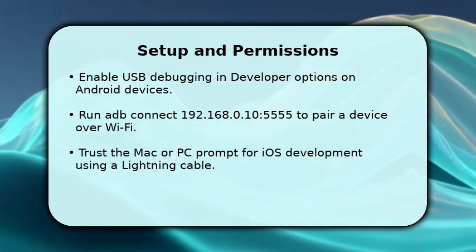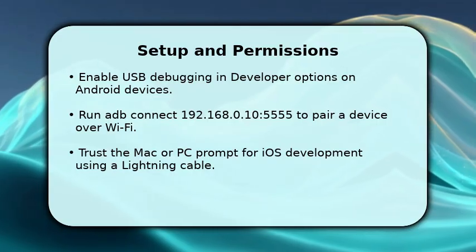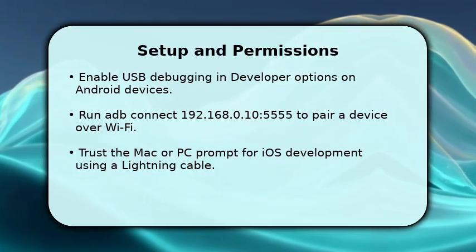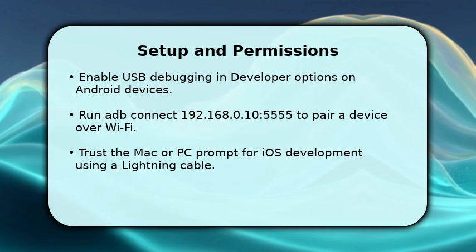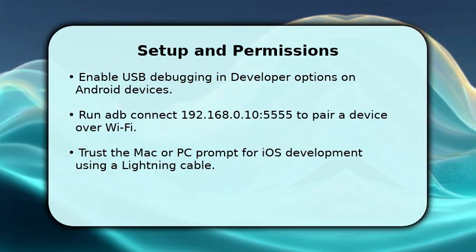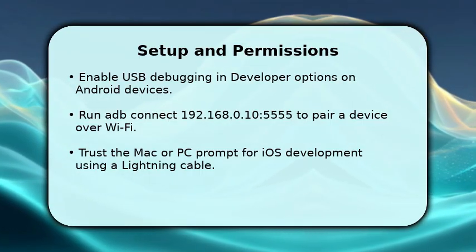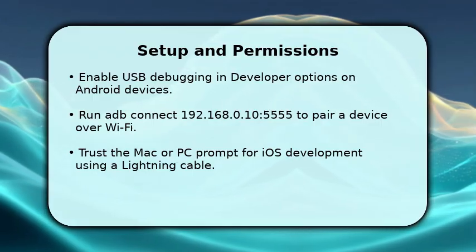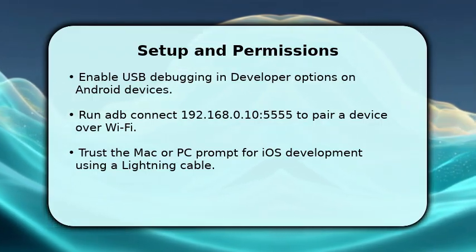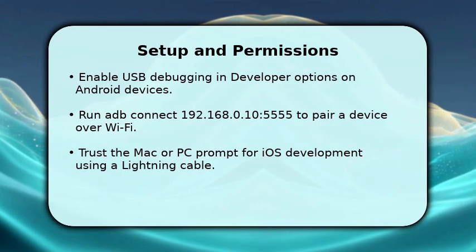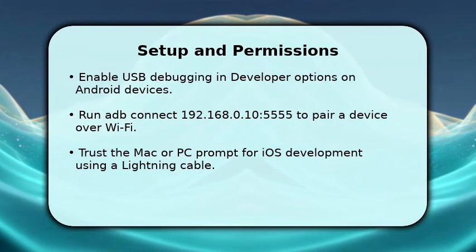Run adb connect 192.168.0.10:5555 to pair a device over Wi-Fi after enabling wireless debugging. For iOS, trust the Mac or PC prompt for iOS development using a Lightning cable and open Xcode once. Install the Flutter and Dart VS Code extensions.